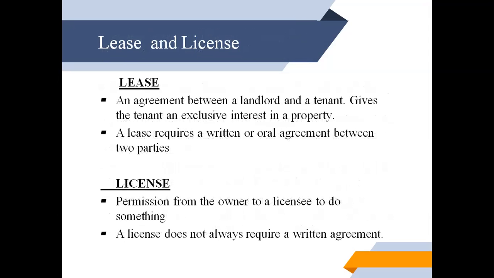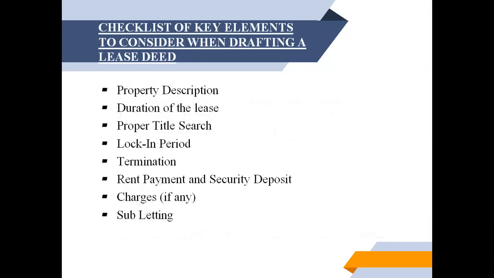A lease is an agreement between a landlord and a tenant. Further, it gives the tenant an exclusive right in a property. A lease requires a written or oral agreement between two parties, whereas a license is the permission from the owner to a licensee to do something. A licensee does not always require a written agreement.